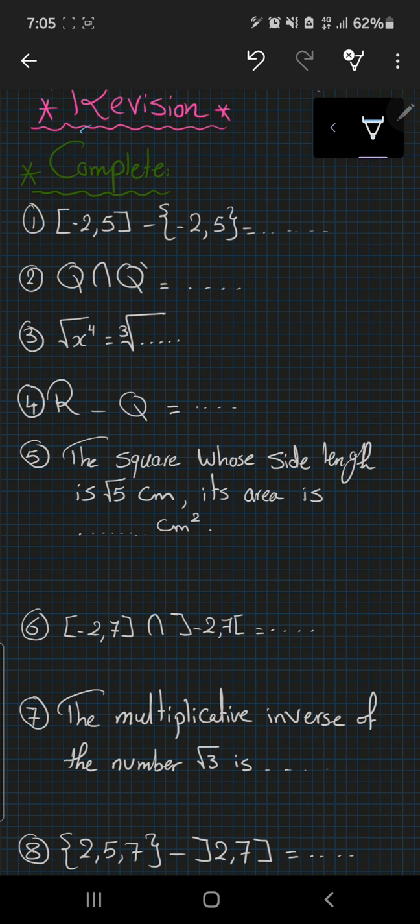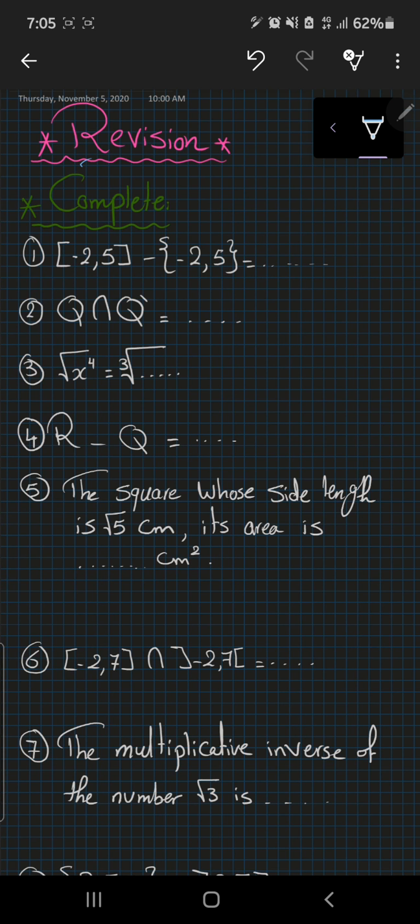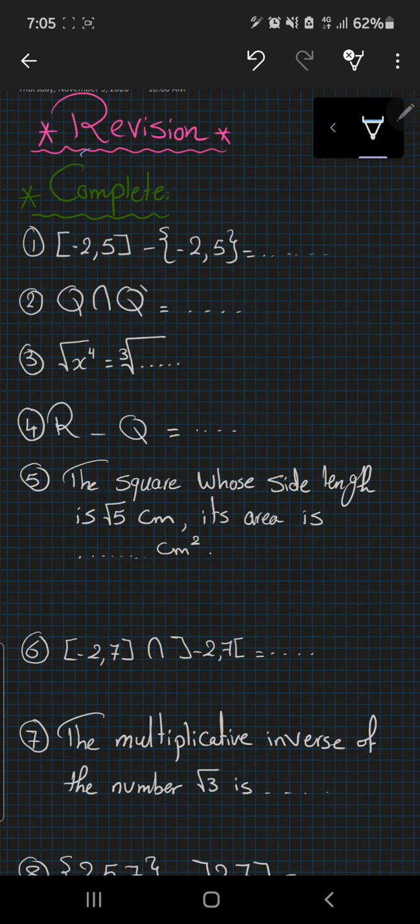Hello everyone. Our lesson today is a revision on algebra up to the lesson on the operations on square roots.